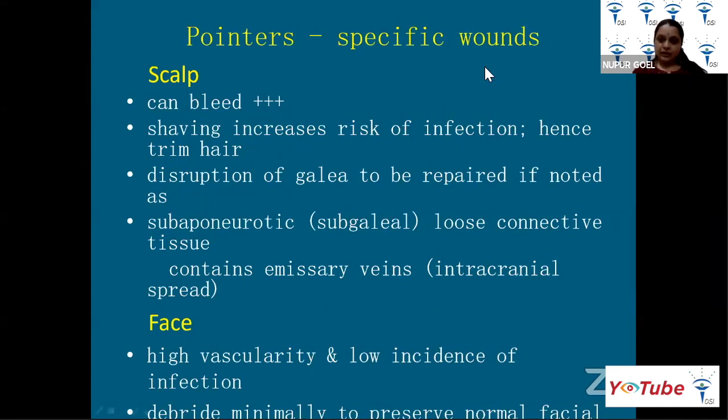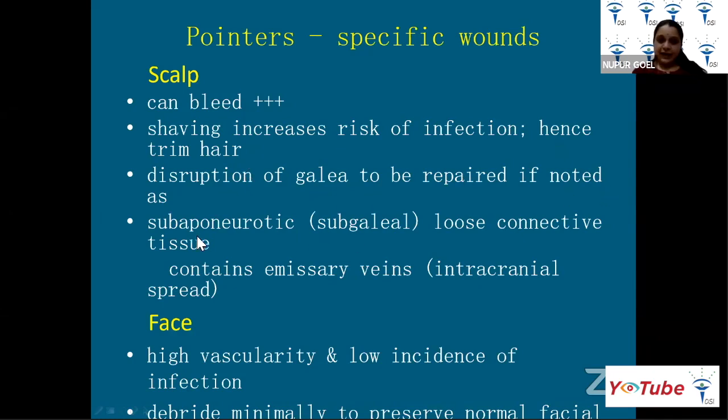Now, some specific pointers for other wound injuries. Scalp injuries bleed profusely. Shaving increases the risk of infection, hence trimming of the hair is advised. Disruption of the galea is to be repaired if it is noted.